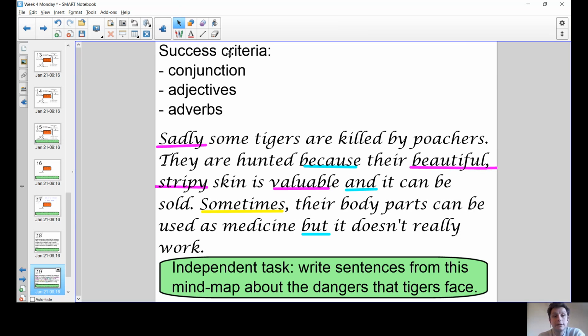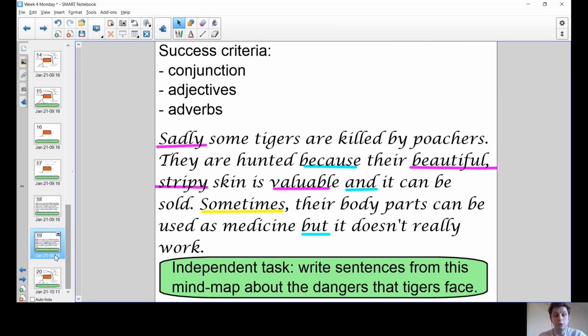So thinking about those success criteria, I've got sadly at the start, that's an adverb. I've got beautiful, stripy skin, so adjectives in an expanded noun phrases, and also valuable, which is another adjective. Conjunctions, I've got because and but. So I've used some of those conjunctions. I haven't used when or while or if, so I might keep that in mind to write for my next sentence. So this is just a model of some good ideas you can write about today.